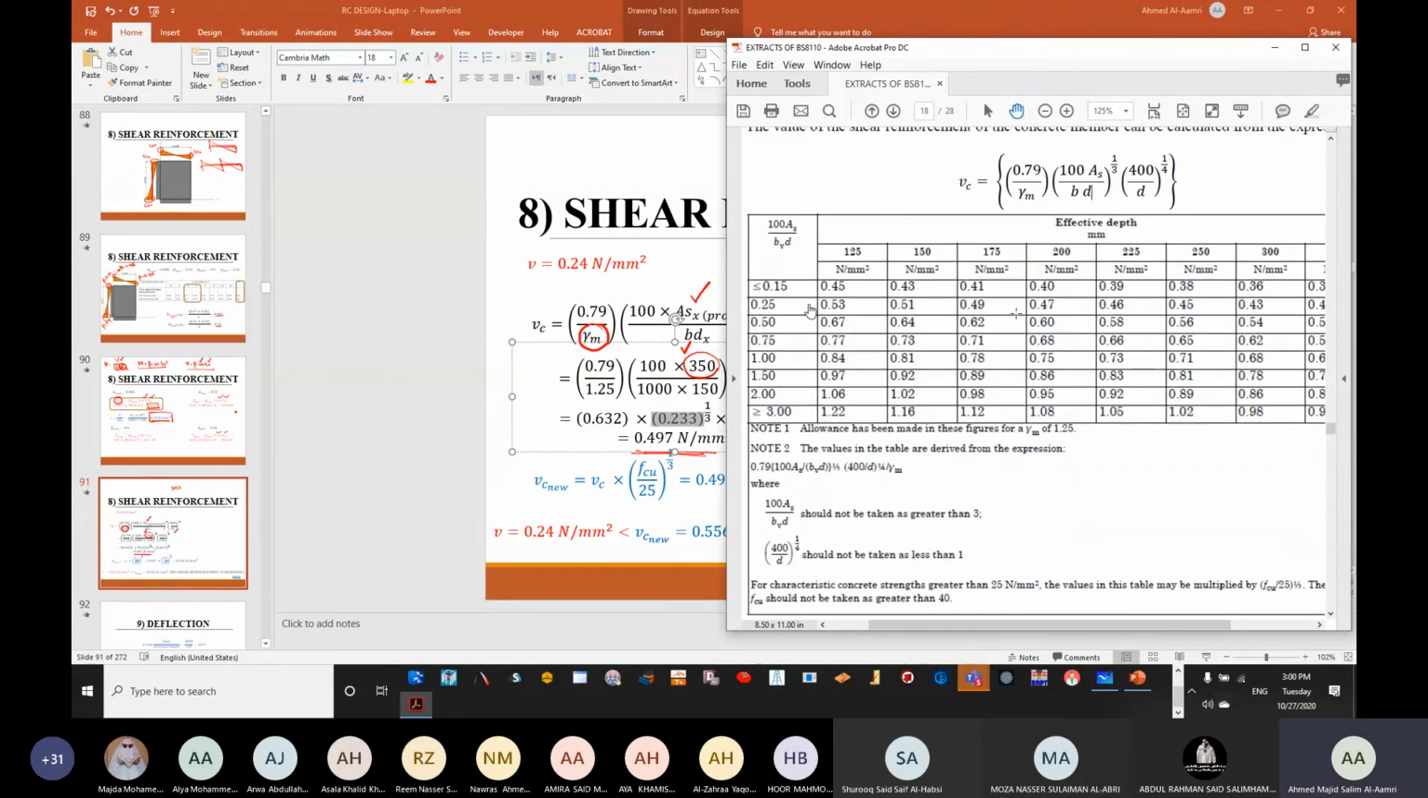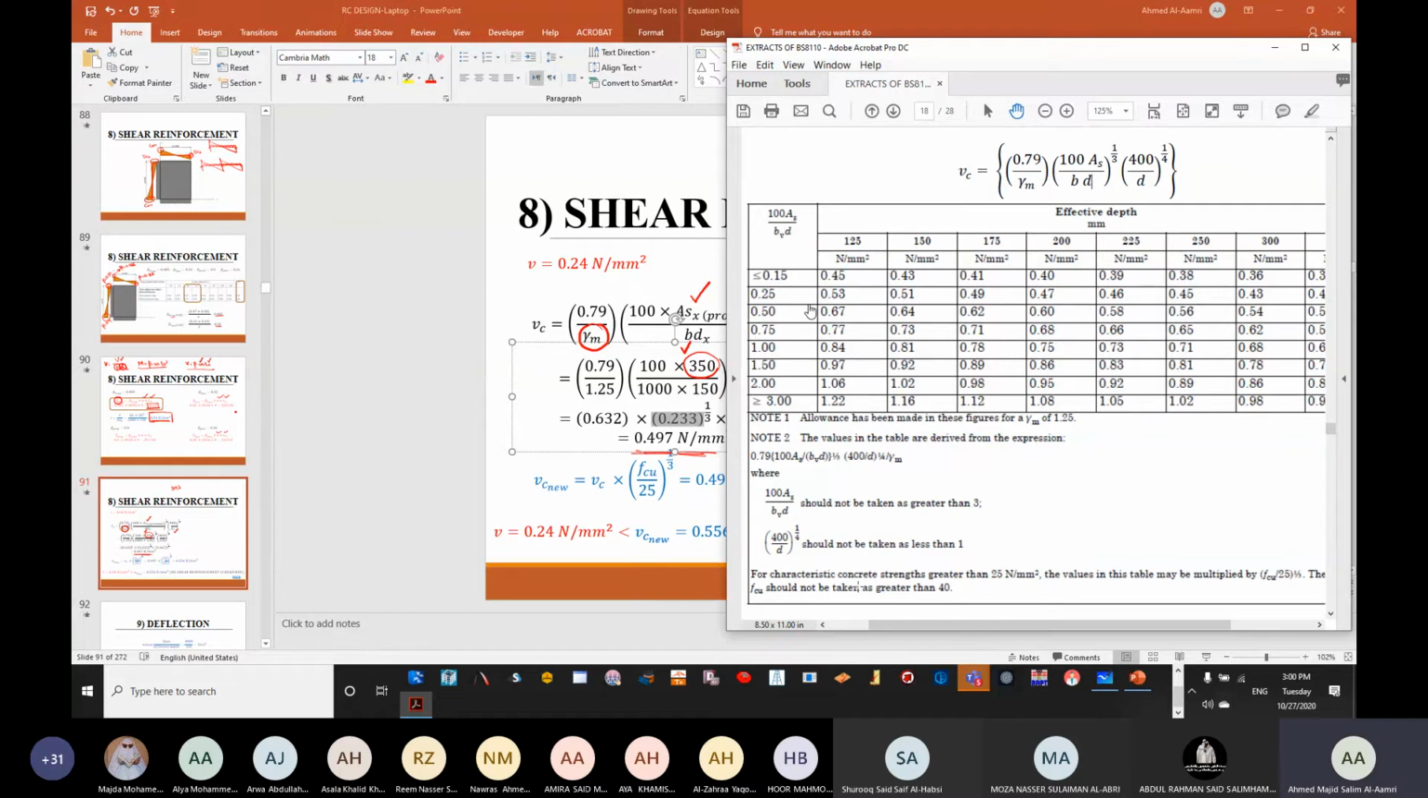Now it says for you here once again, for characteristic concrete strengths greater than 25, the values in the table may be multiplied by (fcu/25)^(1/3). It means this table was done for fcu, or grade of concrete, C25. Now, if you are having something other than C25, then the value that you are getting needs to be modified.